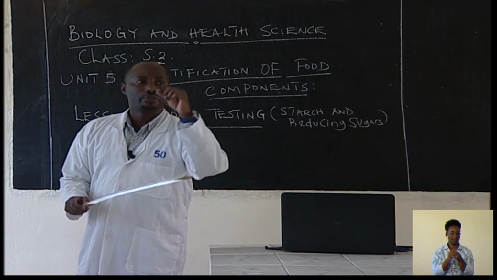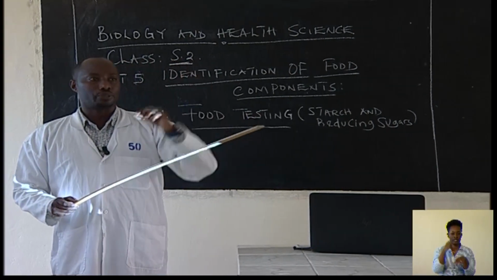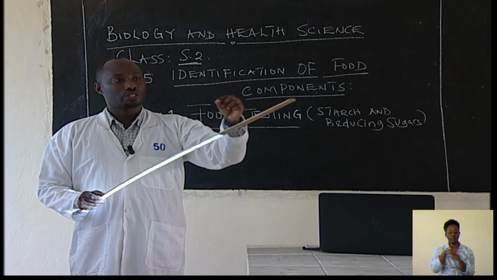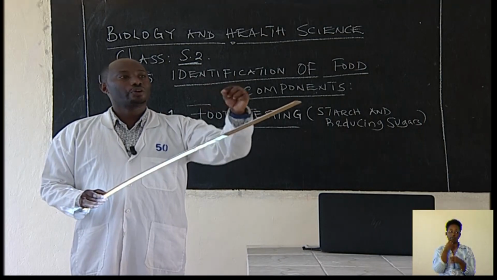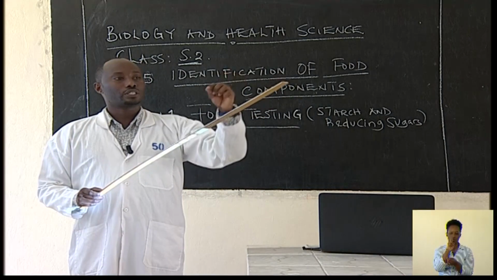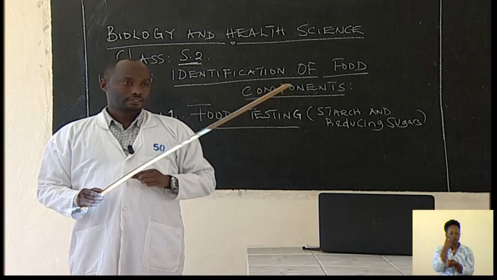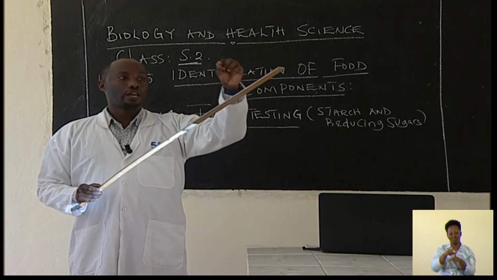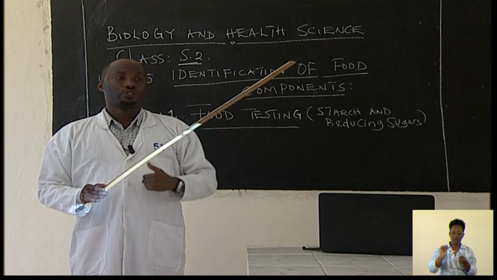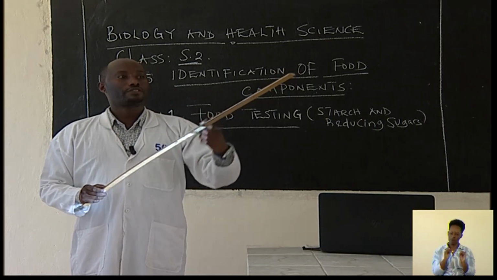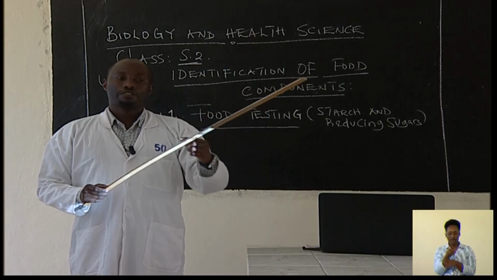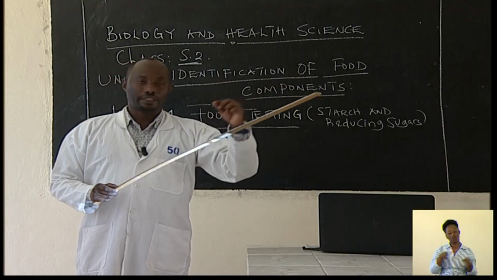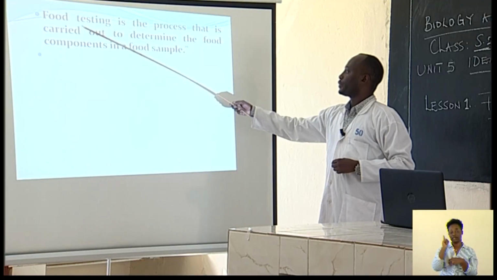Now, the question is, what is food testing? What do you understand by food testing? Why do we have to test the food? We test the food for a number of reasons. We test the food to see if it contains the real nutrients. We test the food to see if it is not expired. If it is expired, it will be poisonous to our health. It will destroy our body functions. So we have to test the food to see if it is safe for our health. If the food is not safe, we can be poisoned, which can lead to death.